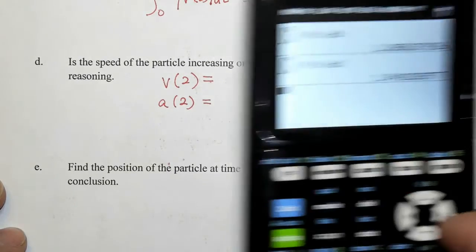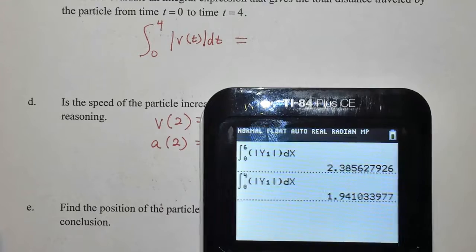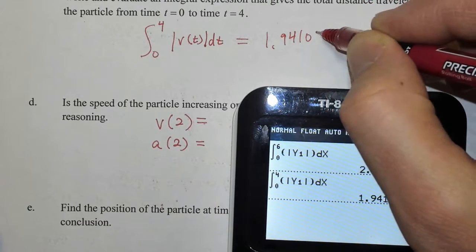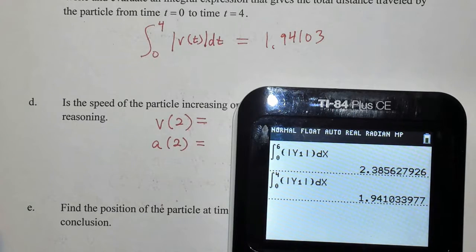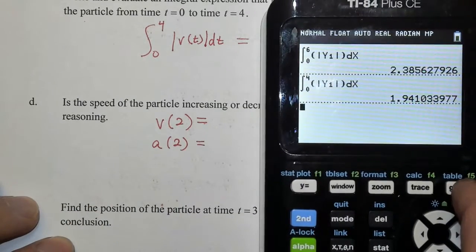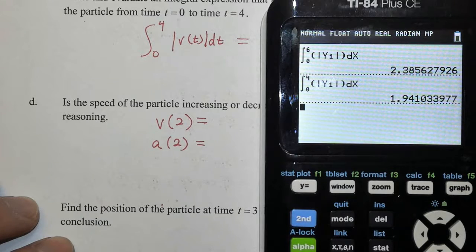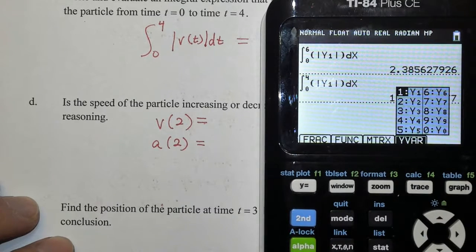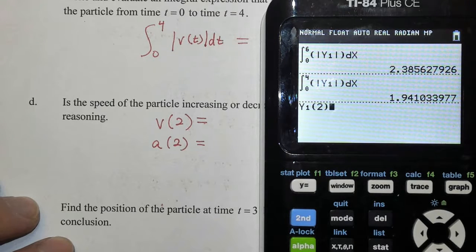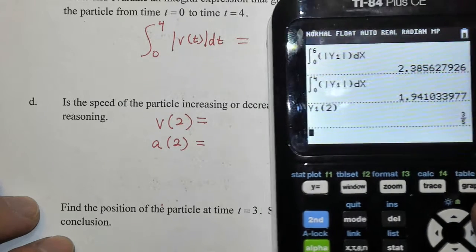All right, our answer is back. So we can see here that our answer to part C is 1.94103. And now it's time to get the velocity function at 2. So in order to do that, since our velocity function is in y1, we do alpha trace y1, and we do immediately in parentheses the 2. This does not mean the function times 2, it means what's the function evaluated at 2. Again, y1 is our velocity function, so we hit enter and we see we get 3 over 5.